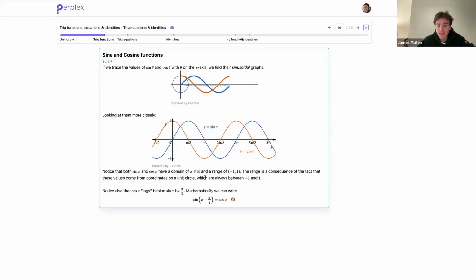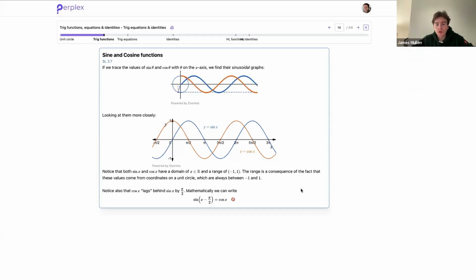We also notice that they have a range of between minus 1 and 1. Cosine can never be bigger than 1 or smaller than minus 1, and the same for sine. And that's just a consequence of the fact that these values came from coordinates on the unit circle, right? Sine is the y-coordinate and cos is the x-coordinate. And if I'm on a circle and the radius is 1, I can never have one of the coordinates bigger than 1 because otherwise I'd be outside the circle, okay?